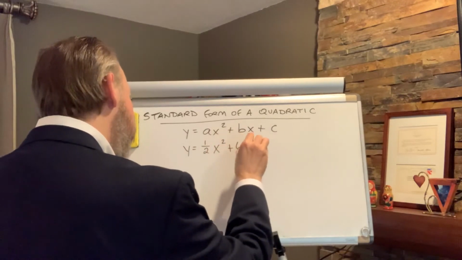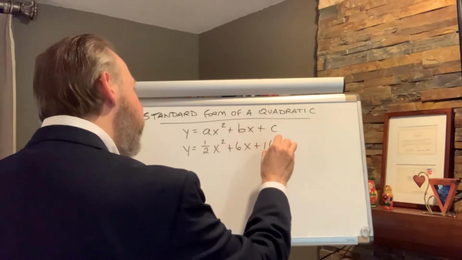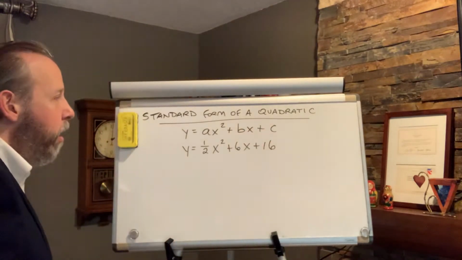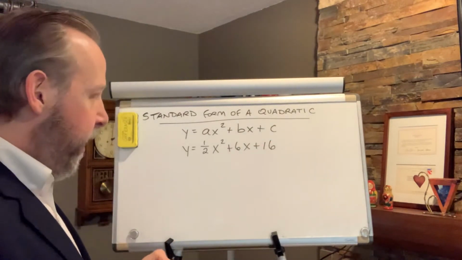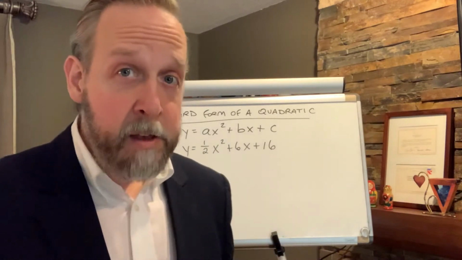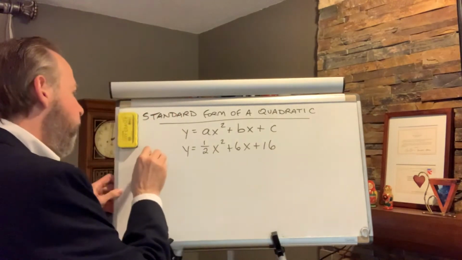So let's take a look at this and see what we get. So again, the process, identify your A, B, and C. So my A is a half.